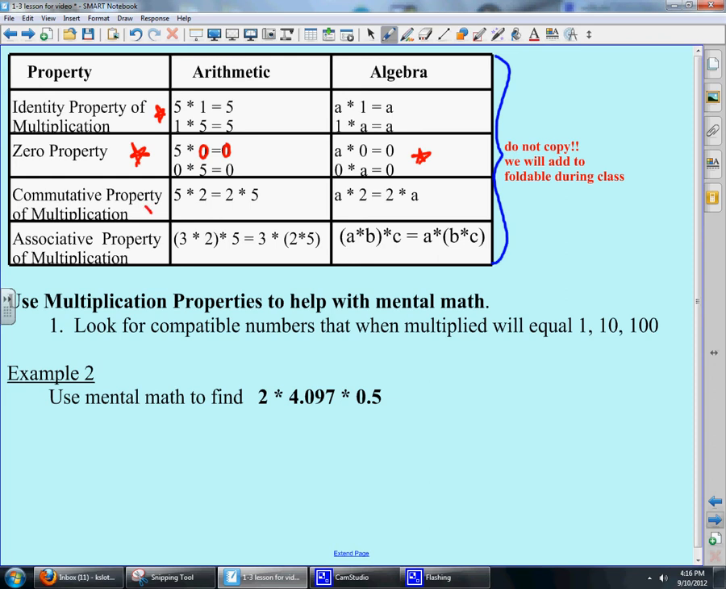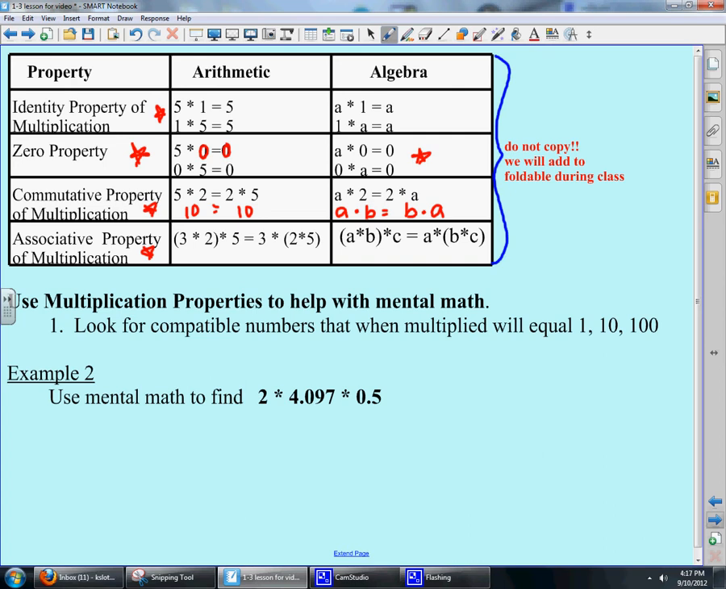The third property is the commutative property of multiplication, and it's exactly the same as the commutative property of addition. We just switch the order that the numbers are multiplied. So 5 times 2 is 10, 2 times 5 is 10. It doesn't change the answer. Same thing here, we could have A times 2 equals 2 times A, or if we used all variables, A times B equals B times A. It doesn't matter what order you multiply numbers in. And then the last one, again, just like the associative property of addition, is the associative property of multiplication.